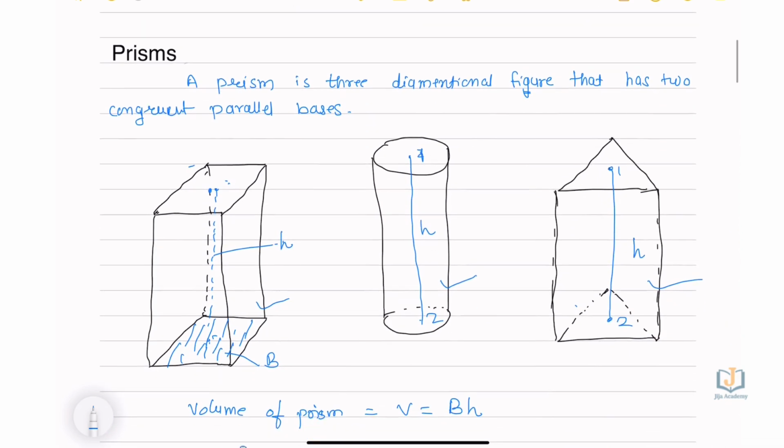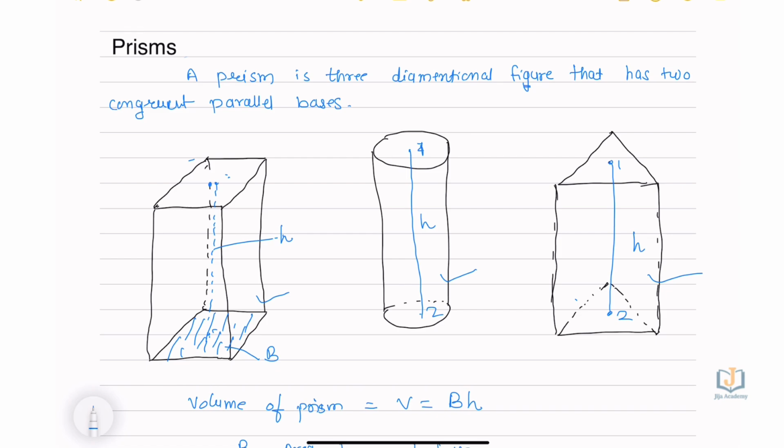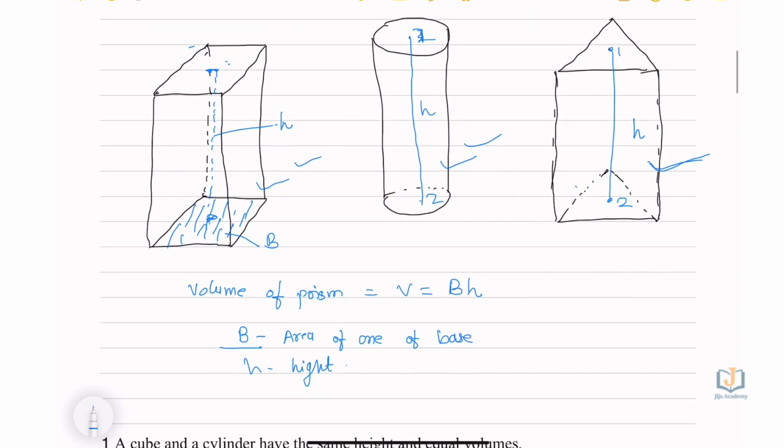Now moving to the next, prism. A prism is a three-dimensional figure that has two congruent parallel bases. The first one is a rectangular or square prism, the second one is a circular prism, and the third one is a triangular prism. So this one and this one are the two congruent parallel bases. The volume of the prism is equal to B into H, where B is the area of one of the bases and H is the height.